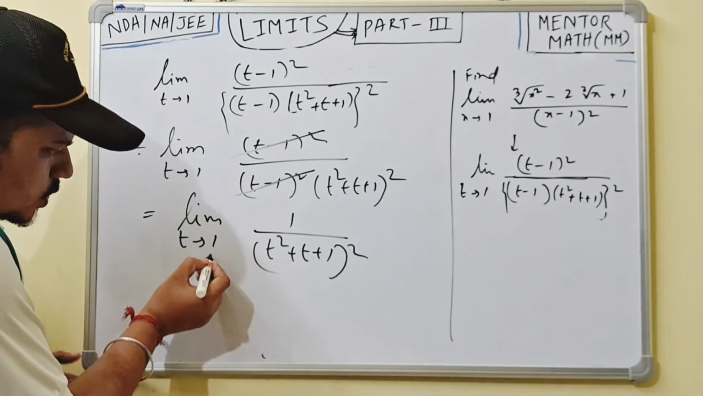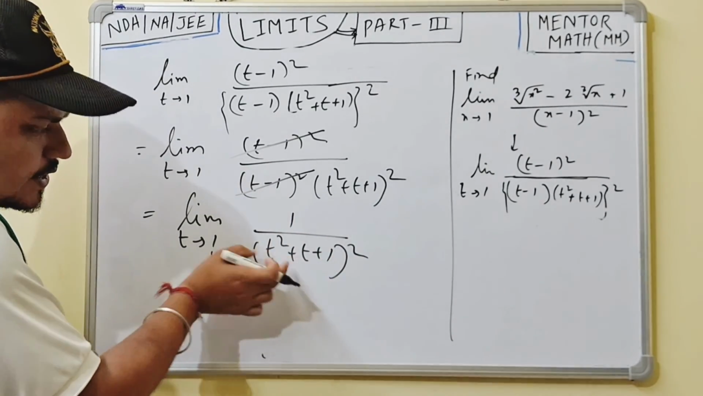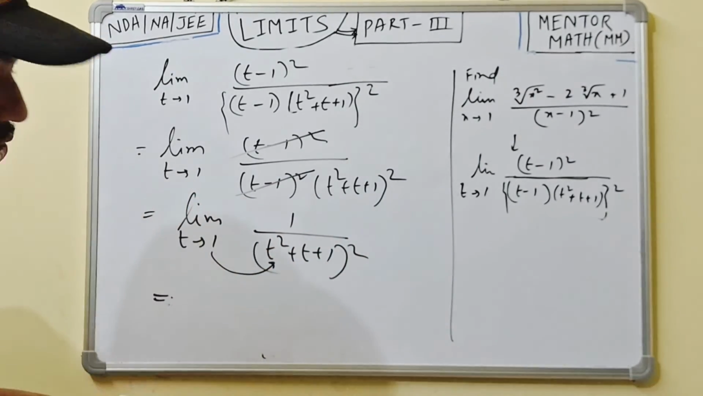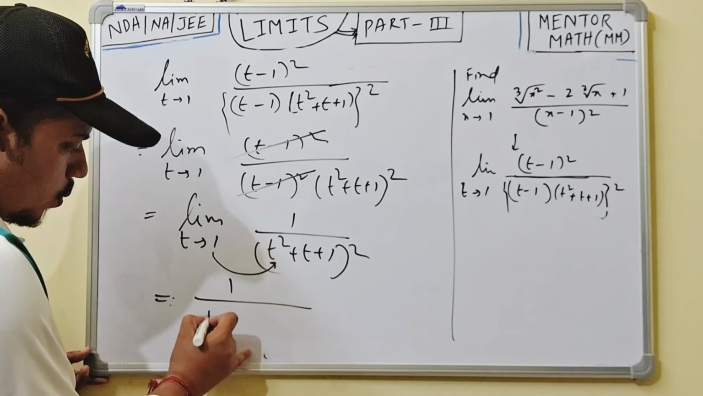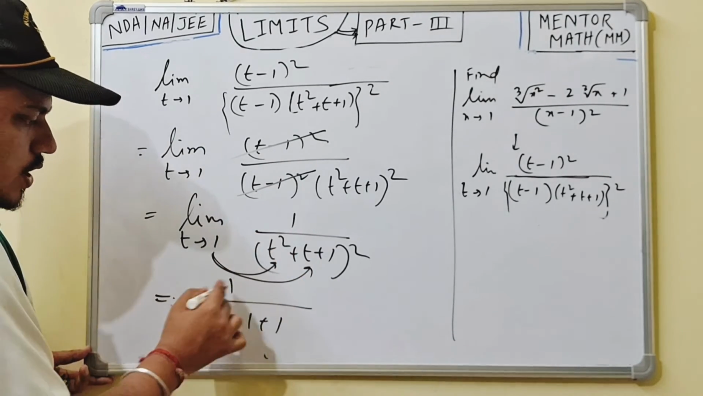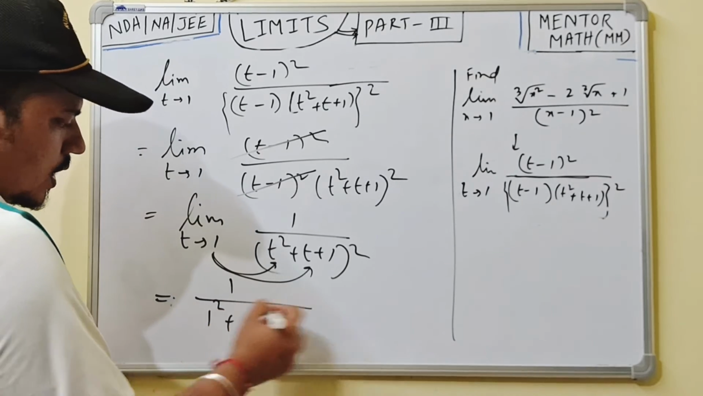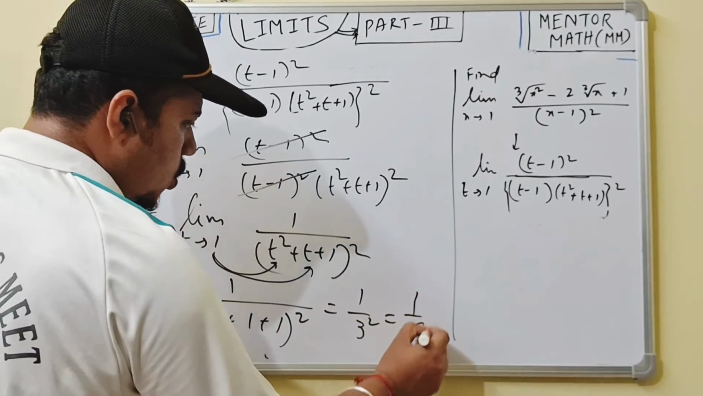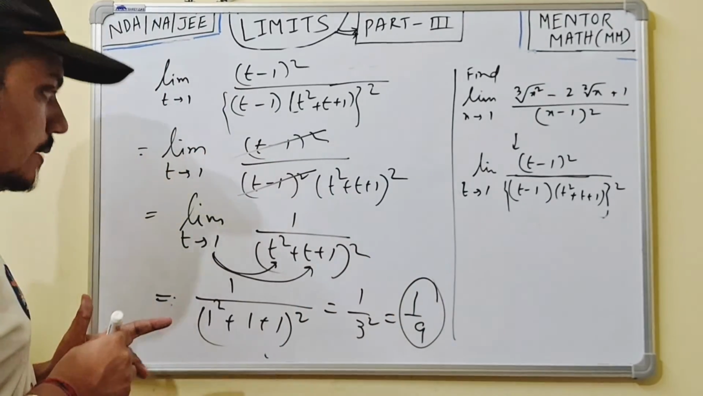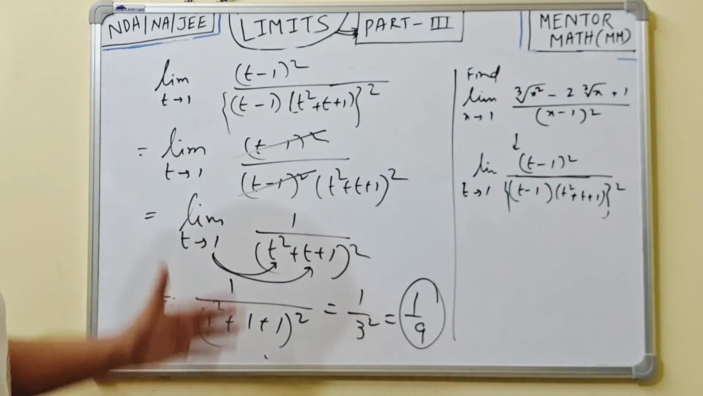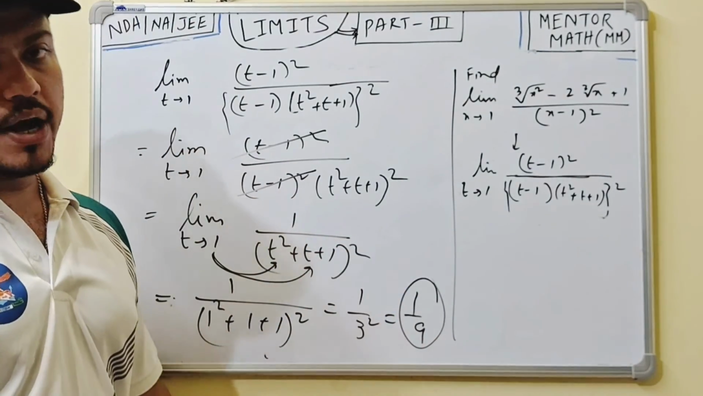Now you can substitute t by 1; definitely it does not go to 0, so you can get the solution, that is 1 by 1 square plus 1 plus 1, then whole square. Wherever you see t, just substitute 1. That means 1 by 3 square, so you get the value 1 by 9. This is the limiting value of this quantity using the factorization method.